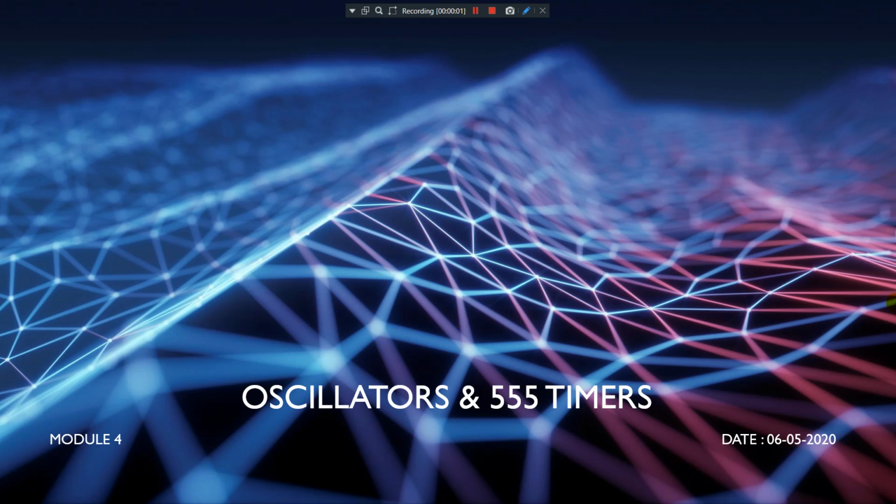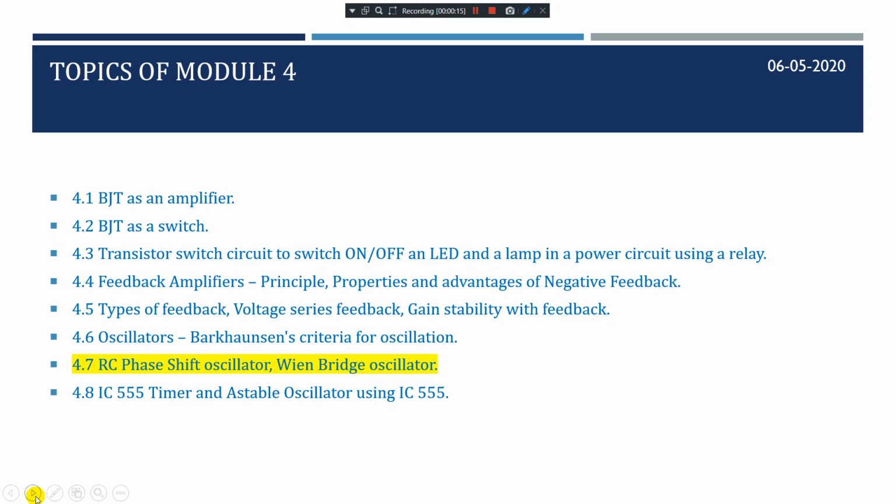Hello everyone. Today we will study about oscillators and 555 timers. Last class we studied about RC phase shift oscillator. So today we will be studying about Wien bridge oscillator. Later we will be studying about 555 timers and its variation.